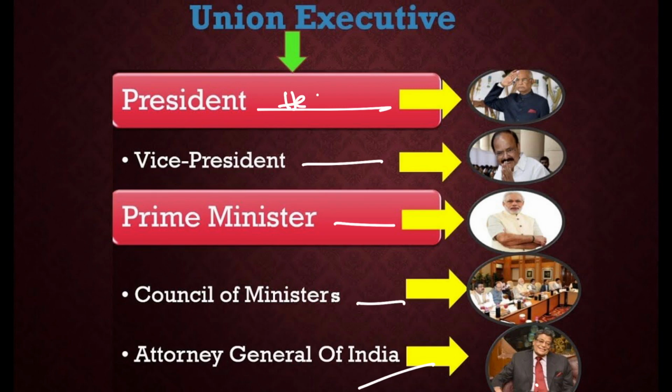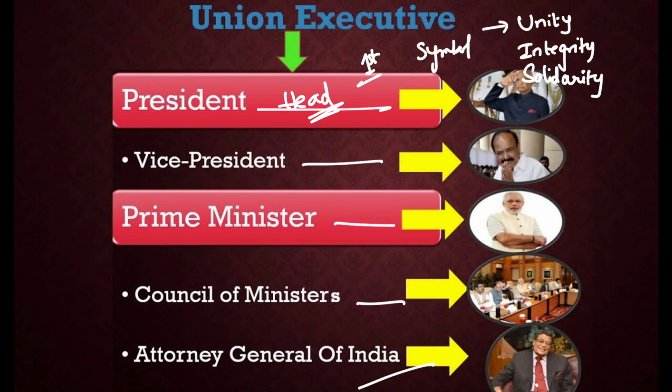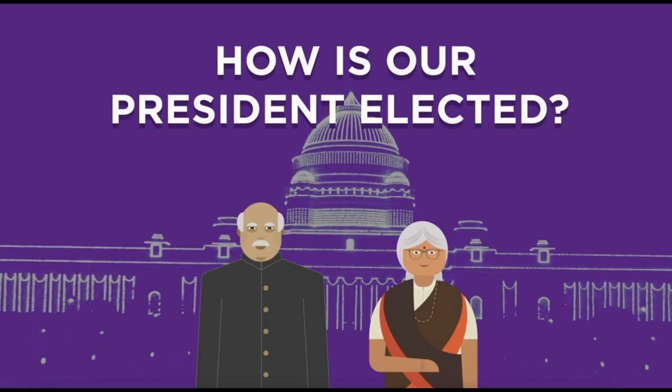The President is said to be the head of the Indian state and he is the first citizen of India, and he acts as a symbol of unity, integrity and solidarity of the nation. Now let's learn how our President is elected.